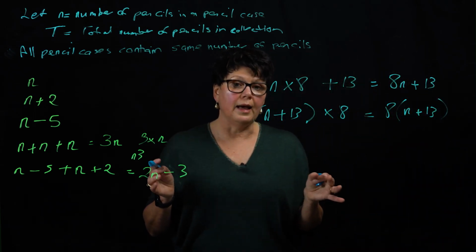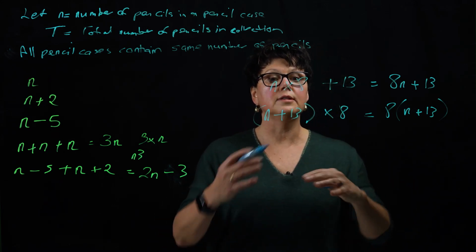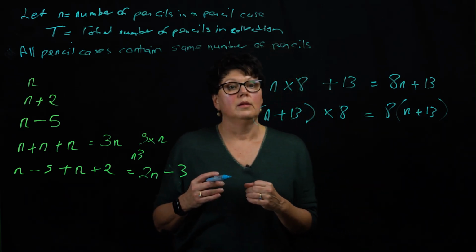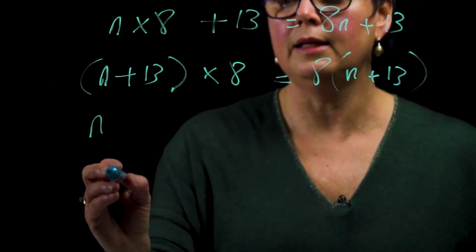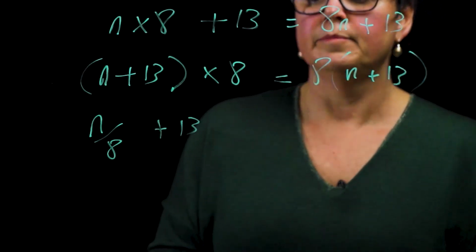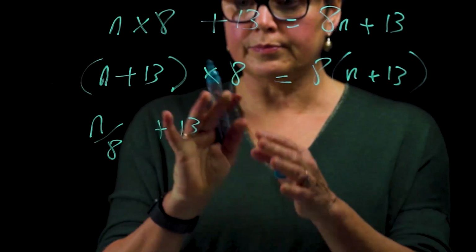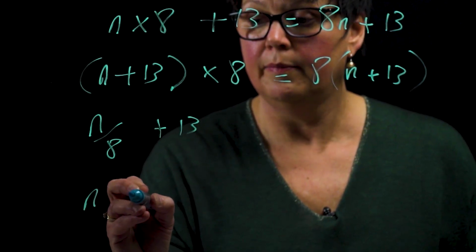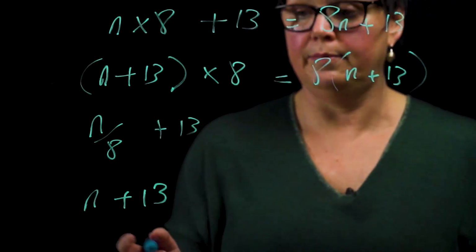I'm deliberately keeping the 8 and the 13 the same so that students are noticing the difference in the result of the expression and not worrying about the numbers. So this time, I think of a number and I divide it by 8, and then I add 13. And that is in its simplest form. And the last one, I think of a number, I add 13, and then I divide the total by 8.